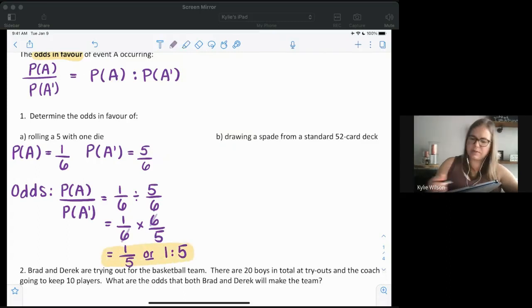Once we find those two probabilities, the calculation isn't too bad, just a little bit of dividing fractions, but the more we practice with it, the better we will get at it, and it will come back to the front of our brains.